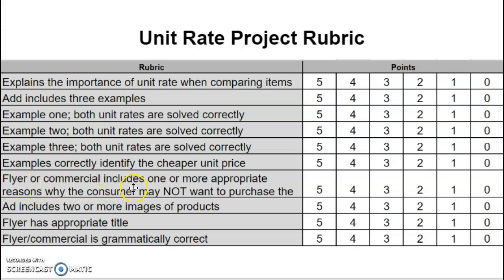Flyer or commercial includes 1 or more appropriate reasons why the consumer may not want to purchase the better buy. Your ad includes 2 or more images of products. Your flyer has an appropriate title. And your flyer or commercial is grammatically correct.